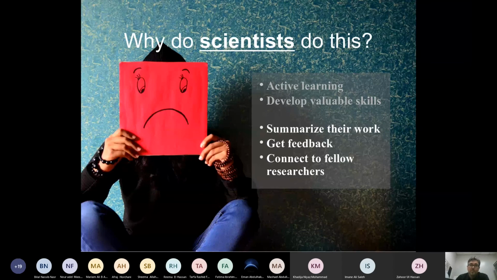Now, why do scientists do this? For scientists, scientific poster sessions are excellent for allowing them to take a look at what they've done so far. If you are a scientist who is going to be presenting your work at a conference, you have to go back and look at what you've done so far and try to figure out, how can I summarize this to prepare a summary of my work in a poster form.